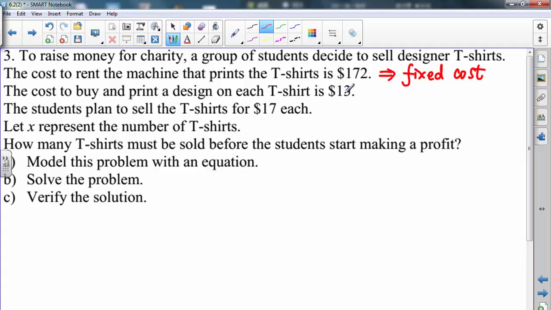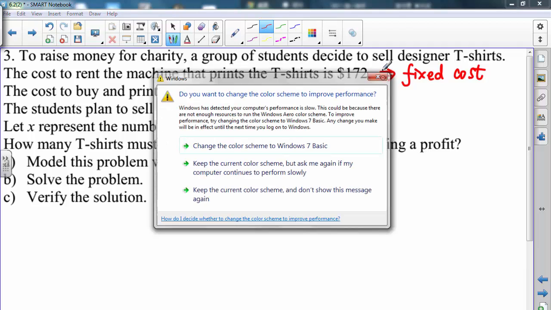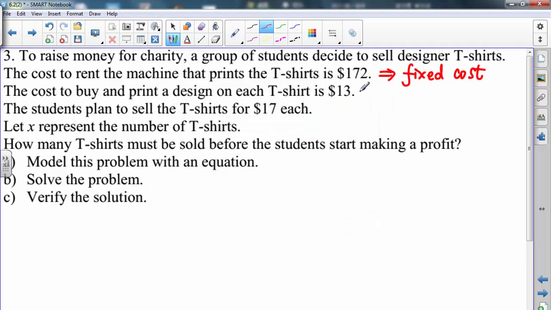So this one means for every t-shirt, you need to spend $13. This cost is changing with the number of the t-shirts varying. We call this cost variable cost. The students plan to sell the t-shirts for $17 each. So that's the price for sale. Let x represent the number of t-shirts. How many t-shirts must be sold before the students start making a profit?